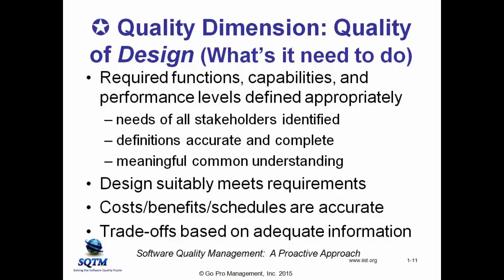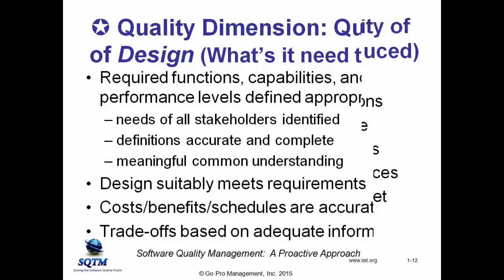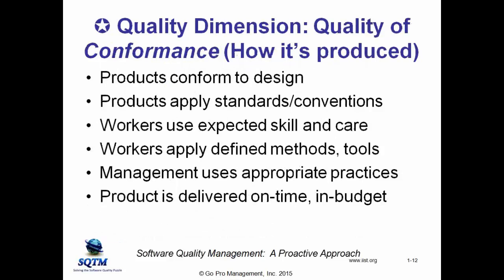The first is quality of design. Now, quality of design is what it needs to do, and to some extent it incorporates both requirements and design. So, you know, what it needs to do in terms of functionality and capabilities and performance levels and so forth, that the design suitably meets those requirements, the costs and benefits are accurate, and the trade-offs are reasonable and based on adequate information.